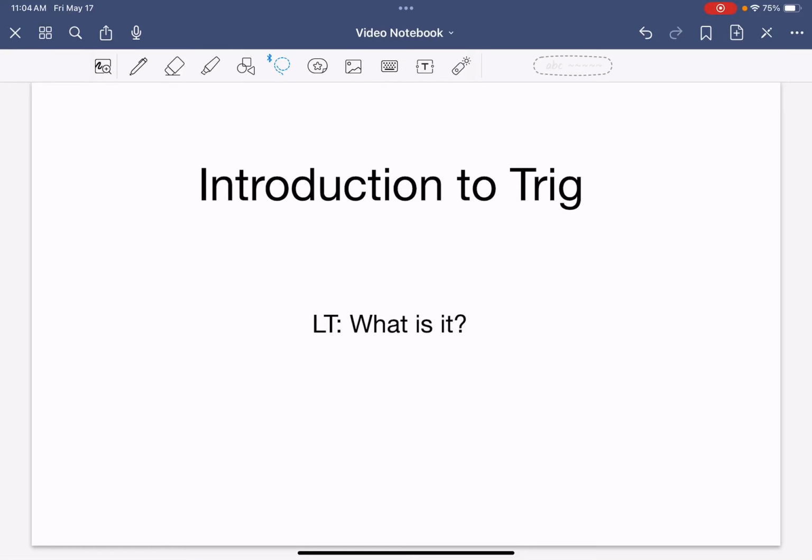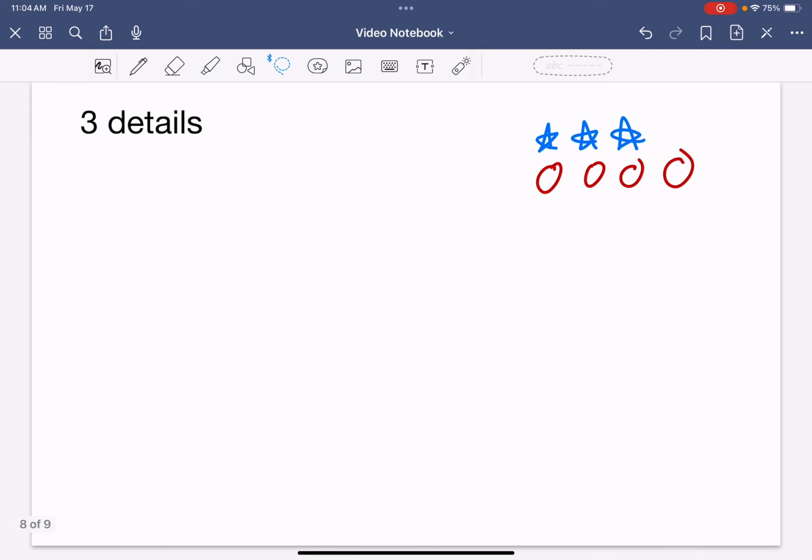The learning target, real simple. What is it? What is trig? So let's get right to it. There are three details about trigonometry that we need to know.